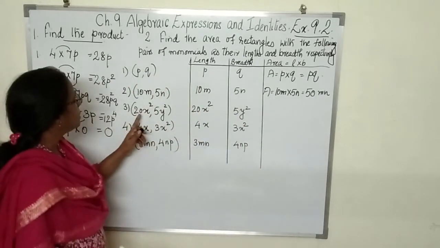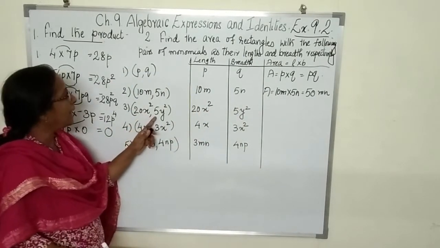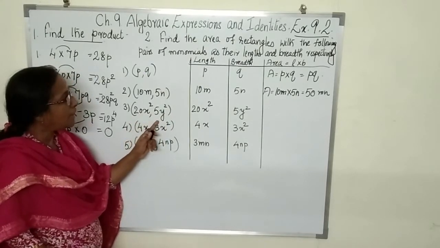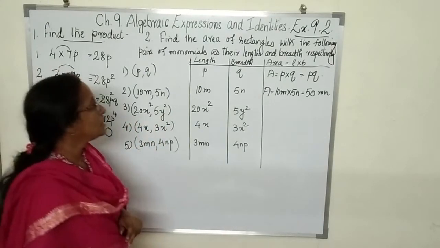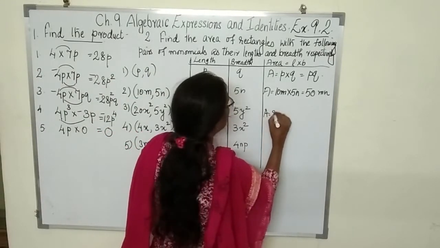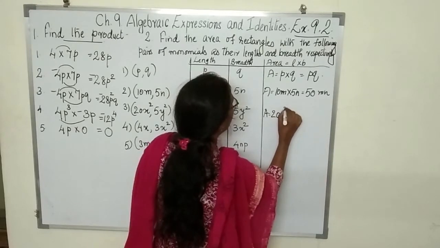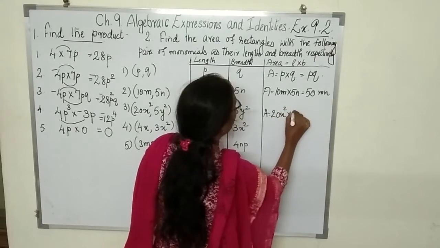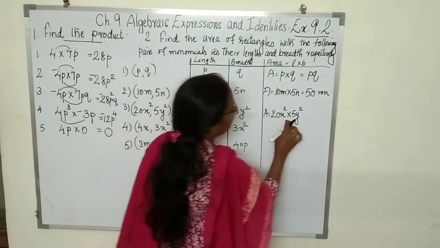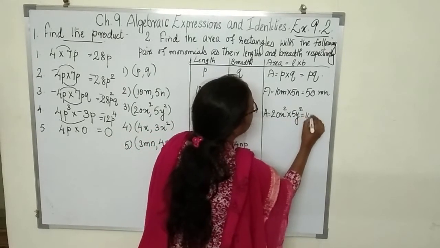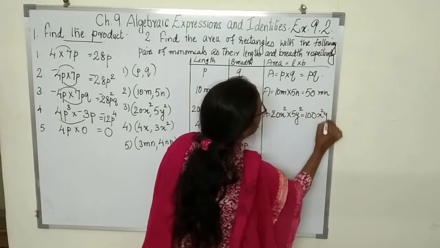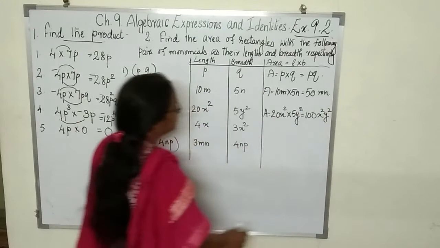The next one, 20x square, 5y square. So 20x square is the length and 5y square is the breadth. So the area is equal to 20x square multiplied by 5y square. That is 20 5s are 100, x square and y square as it is.